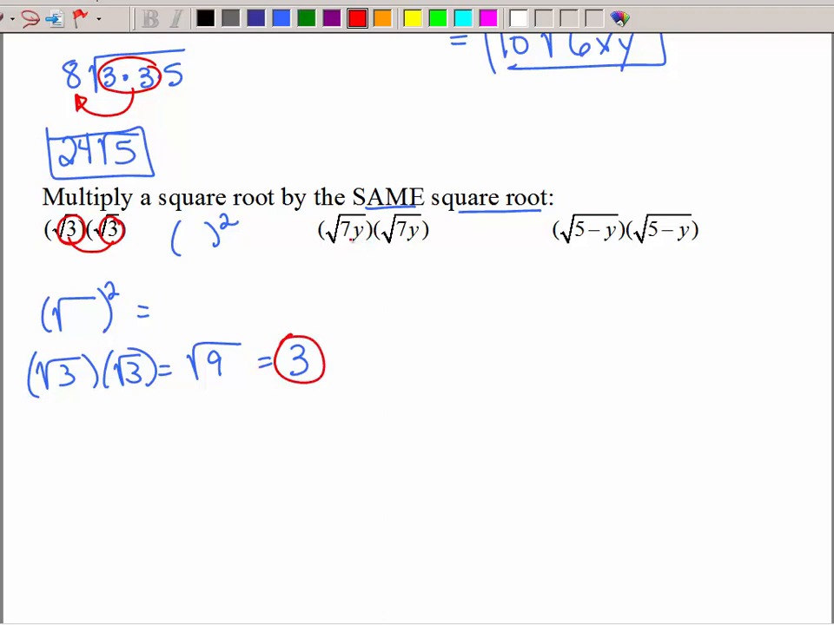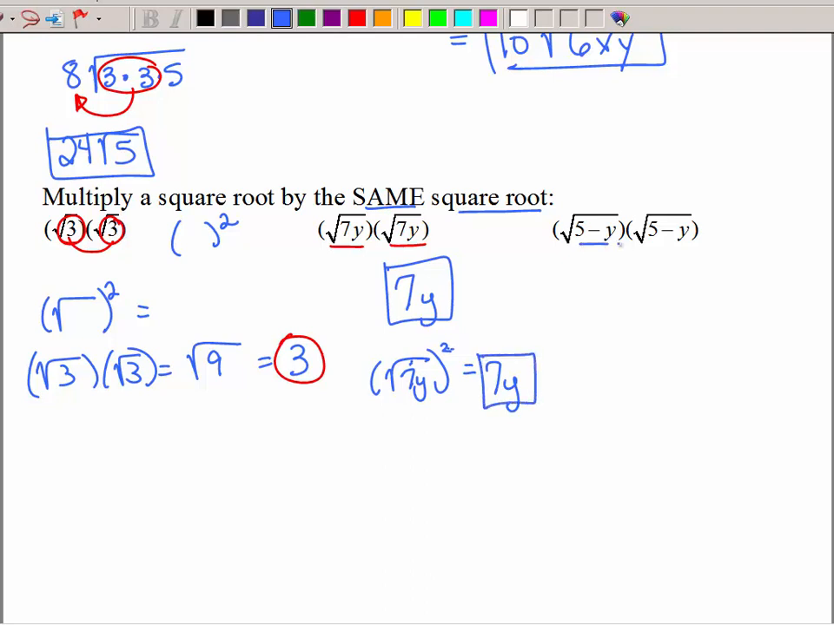So what happens when I multiply the square root of 7y times the square root of 7y? You just get 7y. Again, if you square a square root, those two things cancel each other out and you just get the 7y. What about this? We have the square root of 5 minus y, squared. So what's really happening is this and this are canceling each other out, and you just have 5 minus y. If you can remember that, that's going to save you some work in the next few examples.